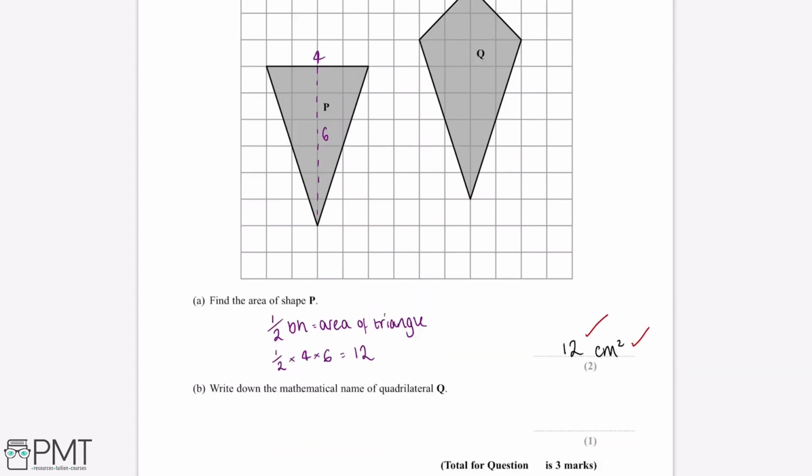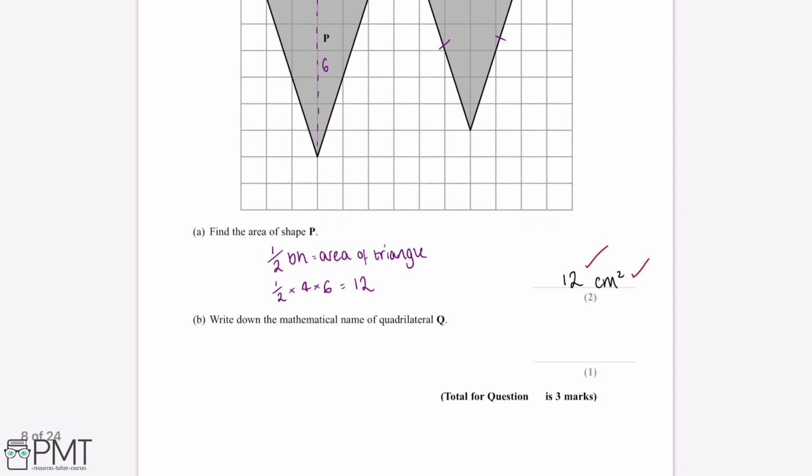Write down the mathematical name of quadrilateral Q. So the properties of this shape is that these 2 lengths are equal and then these 2 lengths are equal. Now both equal lengths are adjacent to each other rather than opposite to each other like they would be in a rectangle, and the shape which fits these properties is a kite. So the mathematical name of quadrilateral Q is a kite.